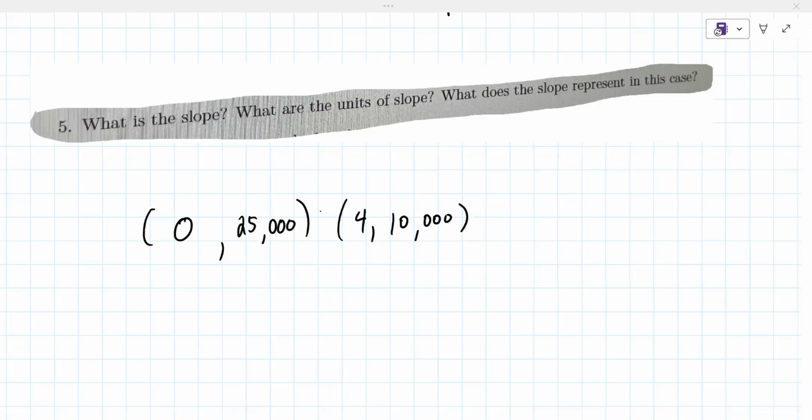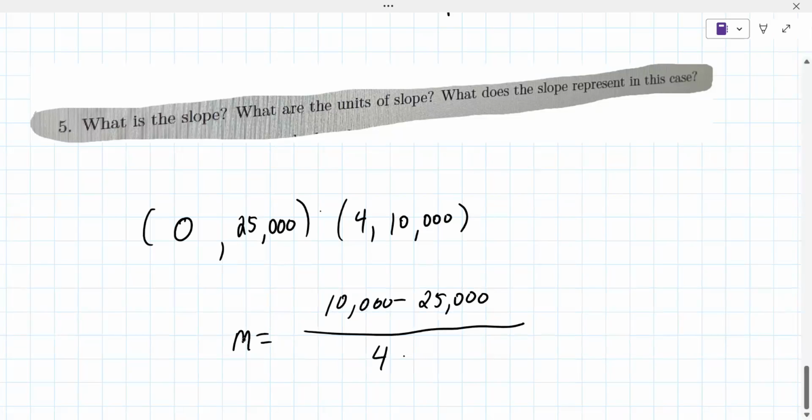Is it negative 15,000 over 4? Yes. Okay. What did you come up with for that? Is it 3,750 over 1? It is negative.